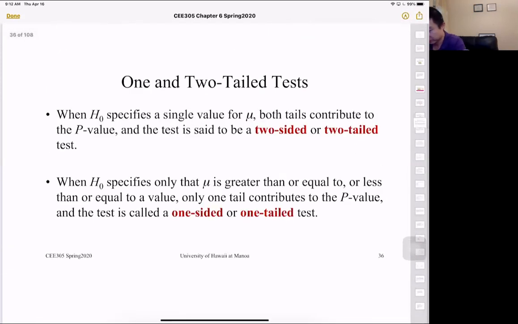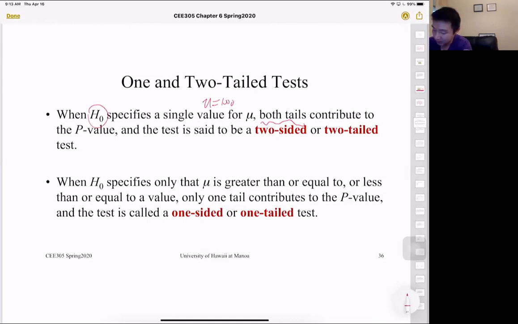All right. So when the null hypothesis specifies a single value, in the previous case, the mean value is equal to 1,000, then we should use two tails. So both tails, the left tail and the right-hand tail, need to be used to calculate the p-value. So we call that a two-sided or two-tailed test.